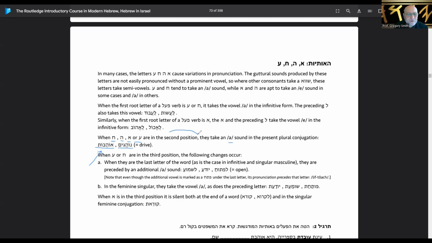So basically, if the letter in the root is in the second position, so these ayin, aleph, hey, or het, if they show up in any of the second positions of the root, then basically it's most likely going to take this ah sound, which is a patach. There it is. Patach. You see that little bar there?